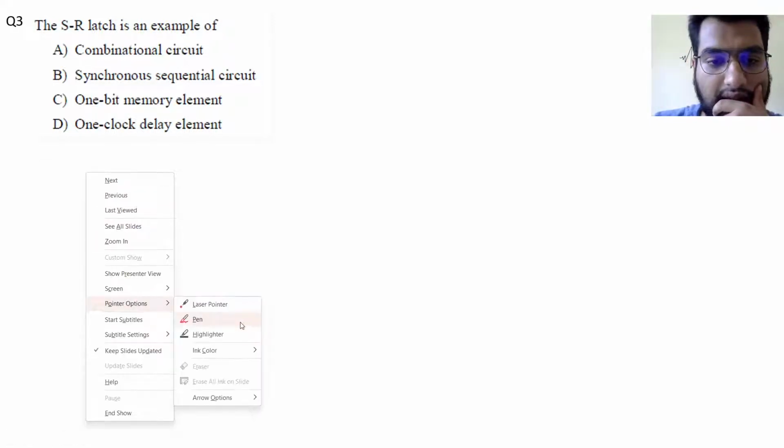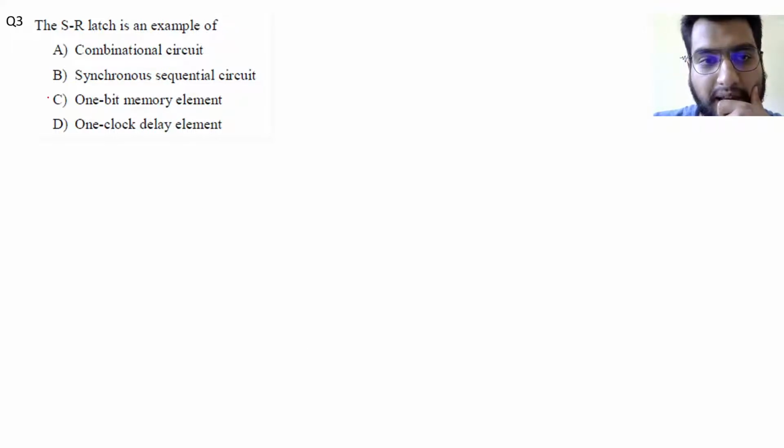We know that a latch is simply a 1-bit memory element. Latches and flip-flops are basic memory elements. Latches are level triggered, where a change in input causes a change in output. A flip-flop is simply a latch plus a clock; latches are flip-flops without a clock. So I'll repeat: the SR latch is an example of a 1-bit memory element. Latches and flip-flops are the basic memory elements. Latches are level triggered, where a change in input causes a change in output. Flip-flops are latches with a clock, and latches can be said to be flip-flops without a clock.